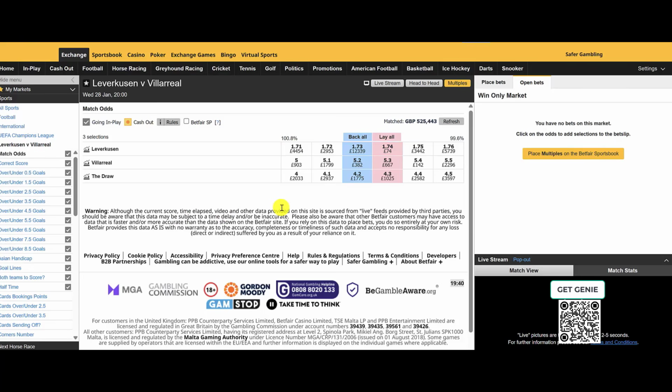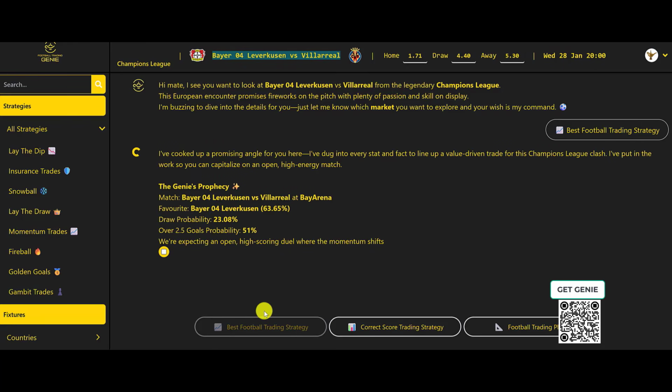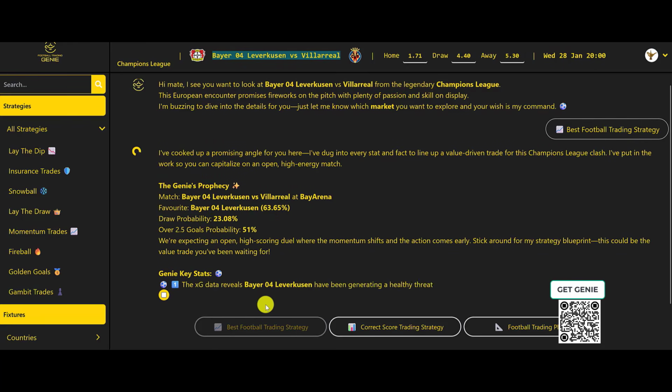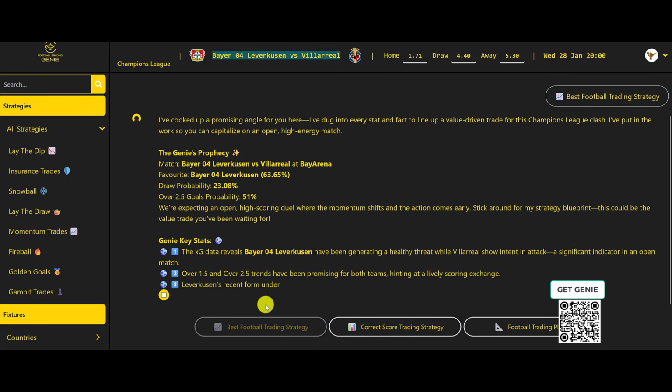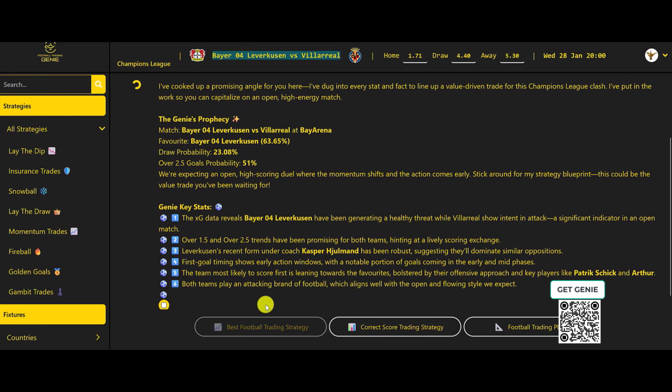It's Bayer Leverkusen against Villarreal from the Champions League. We're going to be trading this one. We're going to use AI to help us trade it. So load up the same match in the Football Trading Genie, Bayer Leverkusen against Villarreal, and you just press on the best football trading strategy prompt. It's now going to go to work for us, breaking down all the data, all the statistics, and it's going to give us an opening strategy into the match.